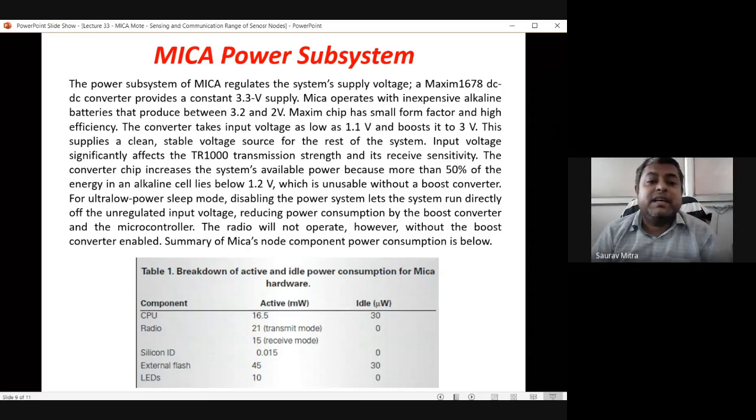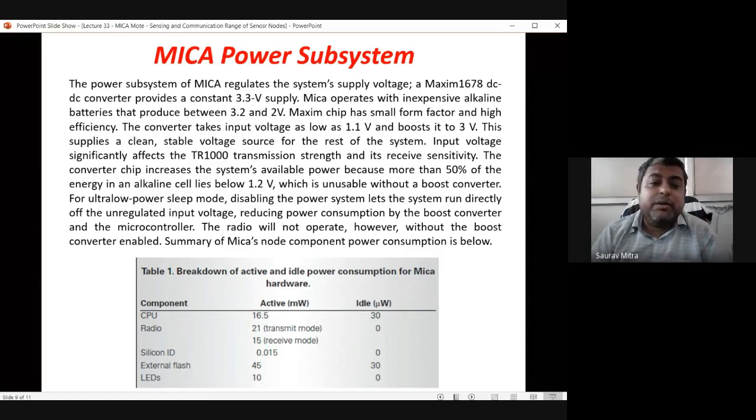The input voltage significantly affects the TR1000 transmission strength and its receiver sensitivity. The converter chip increases the system's available power because more than 50% of the energy in an alkaline cell lies below 1.2 volt, which is unusable without a boost converter. So there should be a boost converter connected with the alkaline battery. There are a lot of power subsystems connected one after another. It is not only the battery; afterward there is a boost converter circuit which increases the voltage level from 1.2 volt to 3.3 volt.